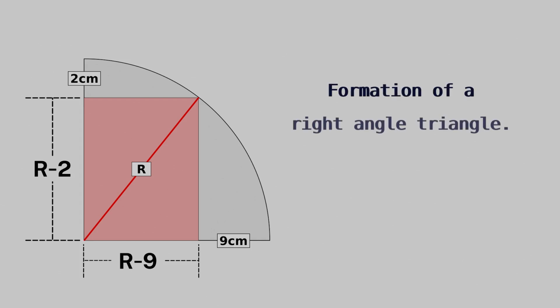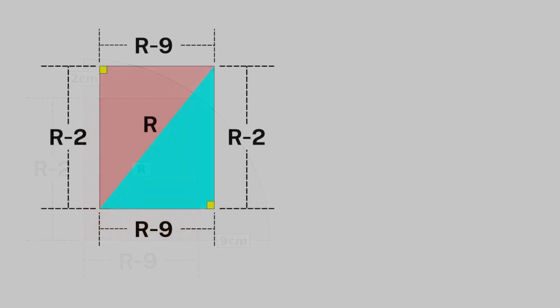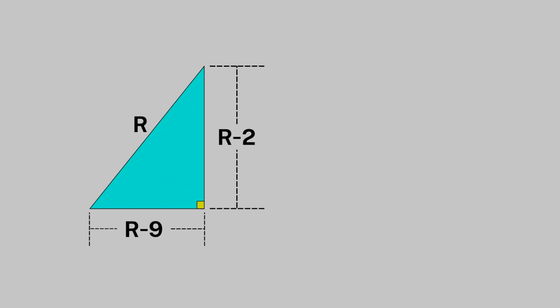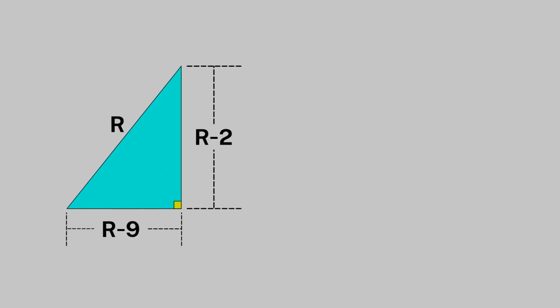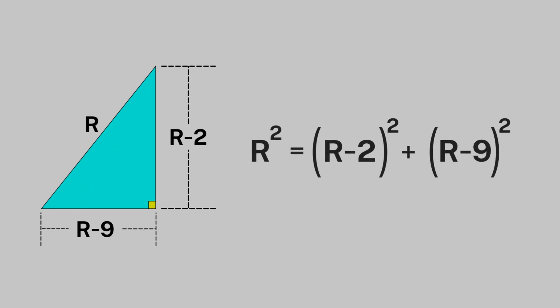Formation of the right-angled triangle. Consequently, the diagonal splits the rectangle, forming right-angled triangles. We can isolate one of these triangles where every single side is defined strictly as a function of the radius r. This reduction allows the entire geometric system to be solved using a single variable via the Pythagorean theorem.